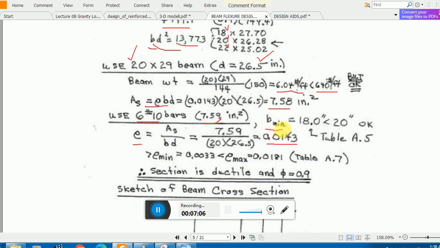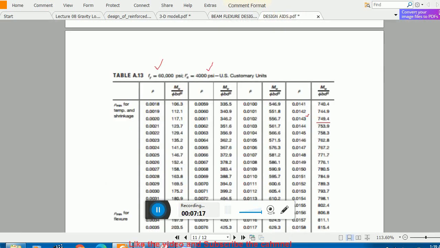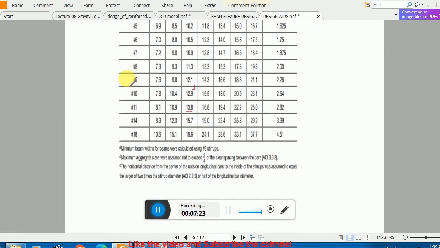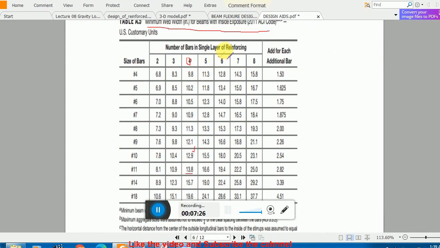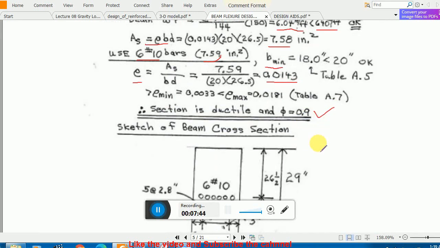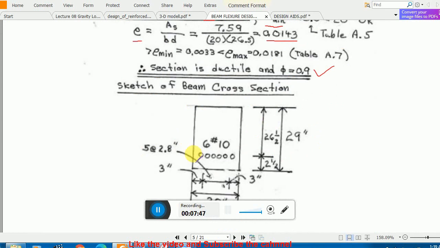Now I have to check my beam minimum, whether I can provide these 6 number 10 bars in one layer, okay. For that purpose my beam minimum from table is 18 inches, which is less than 20 inches, so this is okay. Where is the table? This is the table, okay. Let me share that table with you. So here you see I have 6 number 10 bars, the minimum width I need is 18 inches, so I'm okay here. Again section check, so my rho is greater than rho minimum but less than rho max, so that's why the ductility check is okay, and I have to use 0.9, clear, and this is the cross section, clear.